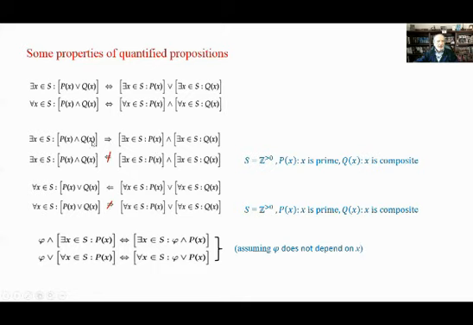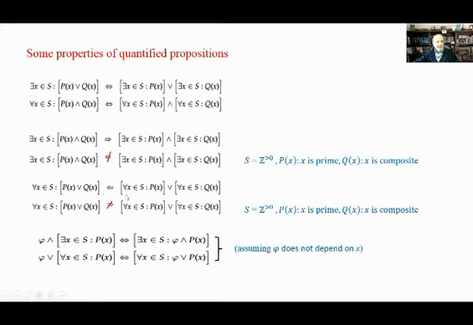Now, the other direction is false. If there is an x in S, Px is true, and there's an x in S, Qx is true, that does not mean there is x in S where Px and Qx are both true. Here's an example. S is the set of non-negative integers. Px is x is prime, Qx is x is composite. There is a prime number and there is a composite number, but that does not mean there is a number that is prime and composite at the same time. So that direction doesn't work.